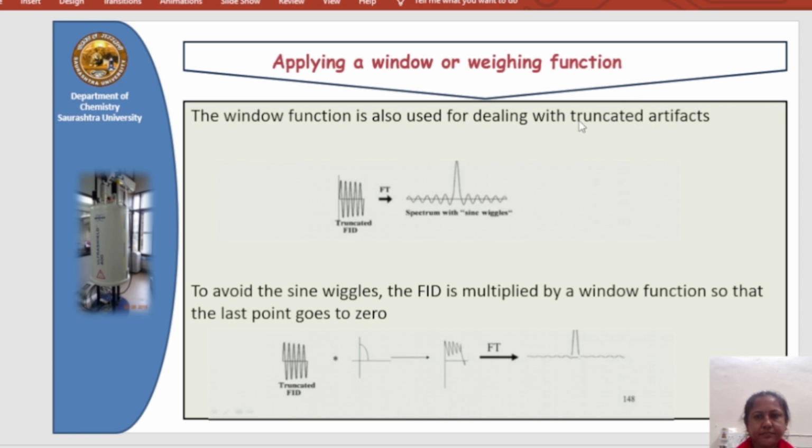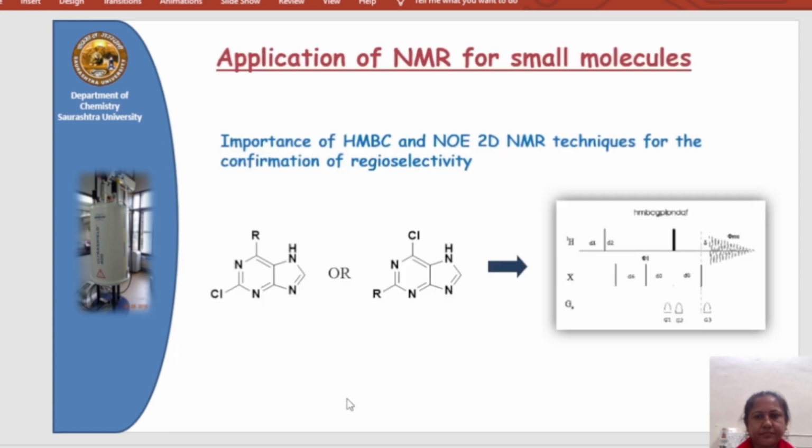So window function is also used for dealing with the artifacts. Here you can see that all wiggles are the same, and once the last point is 0, you can get the sharp peak. To avoid the sinc wiggles, FID is multiplied by a window function so that the last point goes to 0. So if we carry out the multiplication, it will be converted into 0, and then you can get the signal. That is known as the window or weighting function.